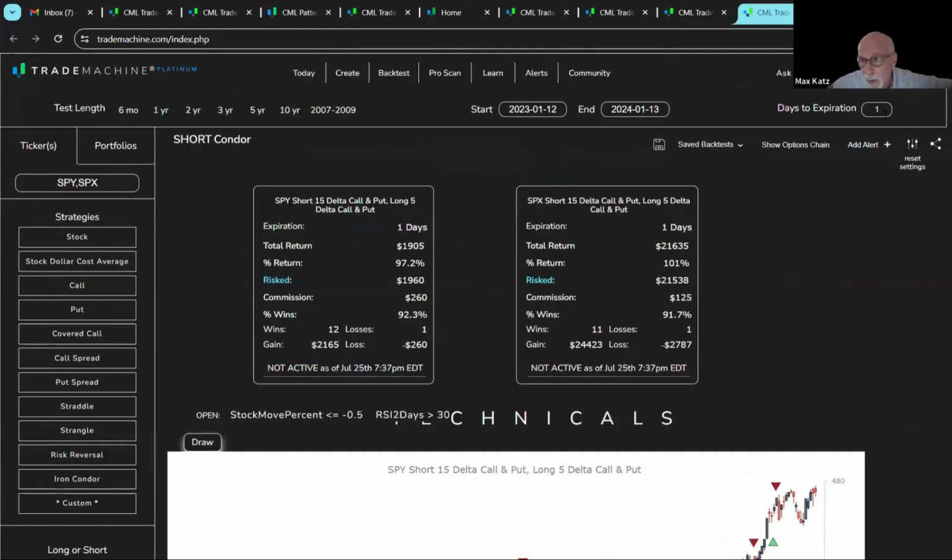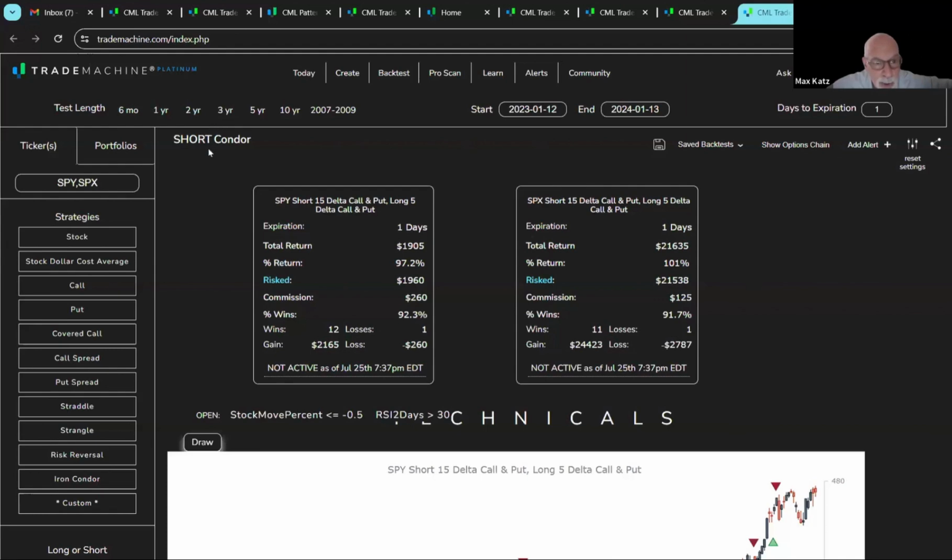Basically, it's using 1 DTE options. If the stock is down more than 0.5% during that trading day, and the RSI 2 is greater than 30, then towards the end of that day I will put on either a short condor, which is selling the 15 delta call and put and buying the 5 delta call and put, or more likely, I have a separate backtest for just the put side, selling a 15 delta put and buying a 5 delta put. You'll see that it has pretty good results.